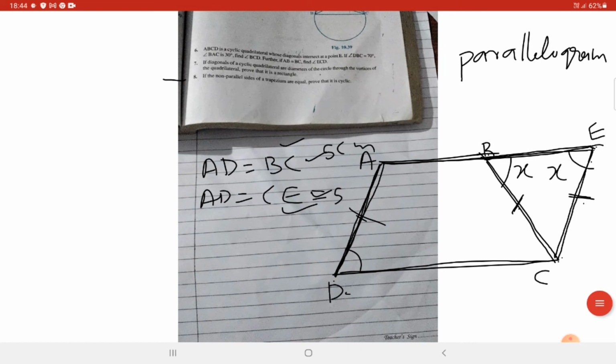If this angle E is 40 degree, so angle B also 40 degree. So generally we can take both are equal, no? So we can use same letters to represent the angle.